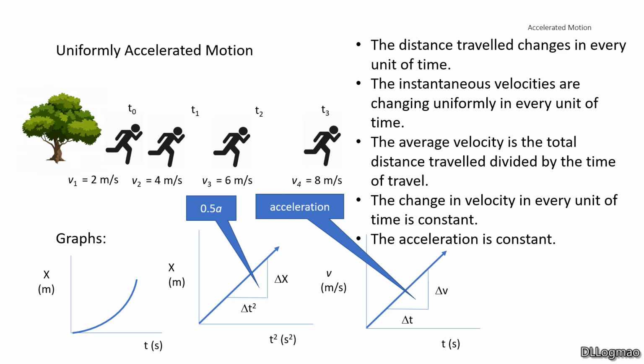How about the graph of acceleration and time? The graph line of acceleration versus time is a horizontal line graph. That horizontal line graph suggests uniform or constant acceleration.